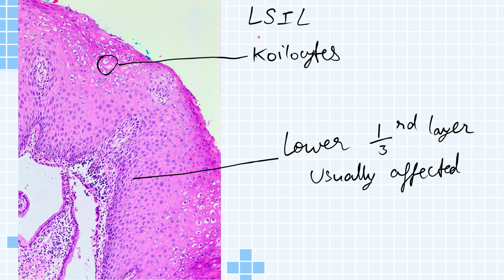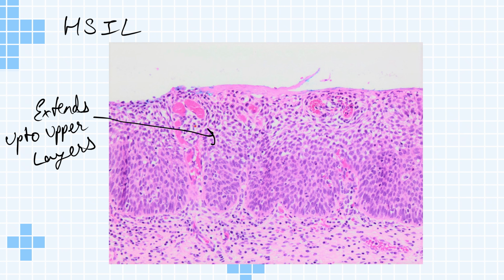In LSIL, koilocytes are commonly present. The atypical changes are mainly restricted to the lower one third of the epithelium. Maturation of upper layers is still preserved. Whereas in HSIL, atypical cells extend into the upper epithelial layers. Cell maturation is lost, nuclei become larger, darker, and more abnormal. This lesion has a significantly higher risk of progression to invasive carcinoma.